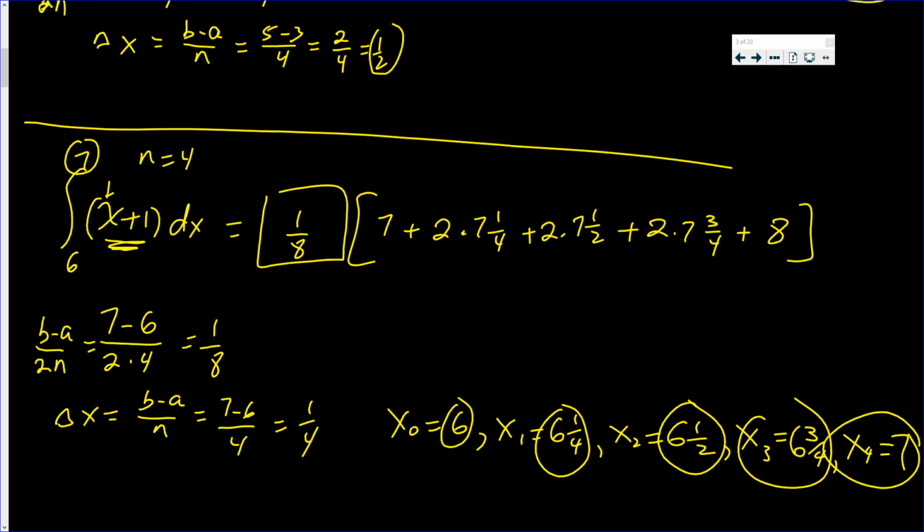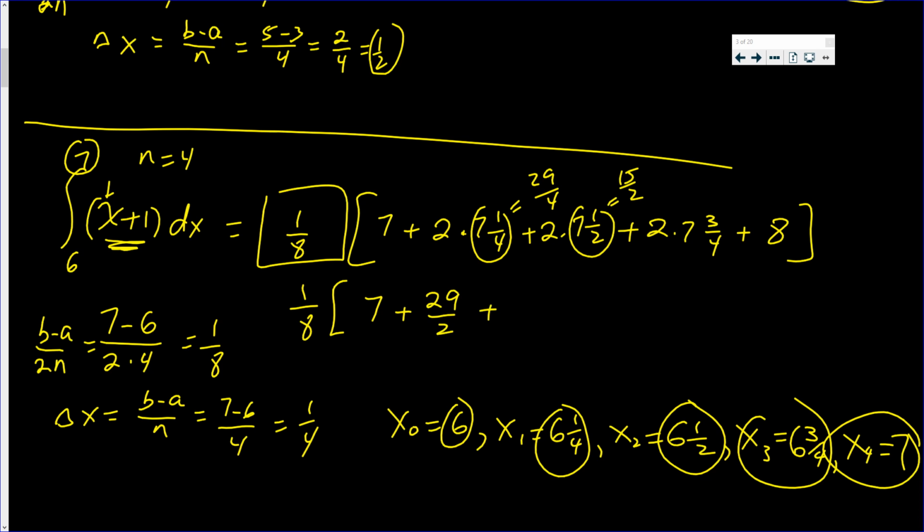Now it's a pure arithmetic problem. So this is 1/8. 7 plus this here is 29 over 4. When you multiply it by 2, it becomes 29 over 2. This number is 15 over 2. When you multiply it by 2, it's just 15. Plus, this number is 31 over 4. When you multiply it by 2, it's 31 over 2. Plus 8. So here's my 1/8.